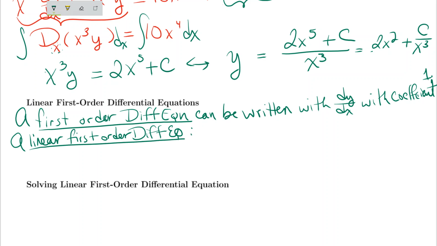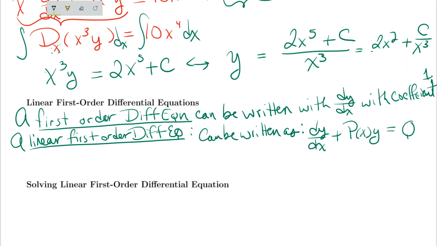This is the one we want. It can be written as, and this is the important part, dy/dx by itself, plus some function of x times y, equal to some other function of x. So notice the functions of x cannot be functions of y, and y has to be singular also. I can't do this with y squared. That's actually something totally different and not solved in the same way.